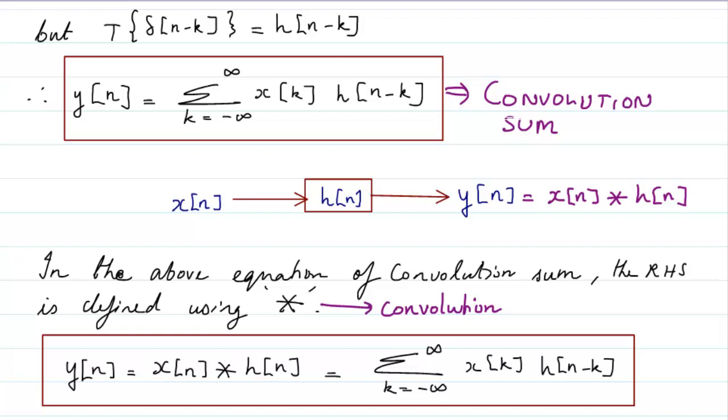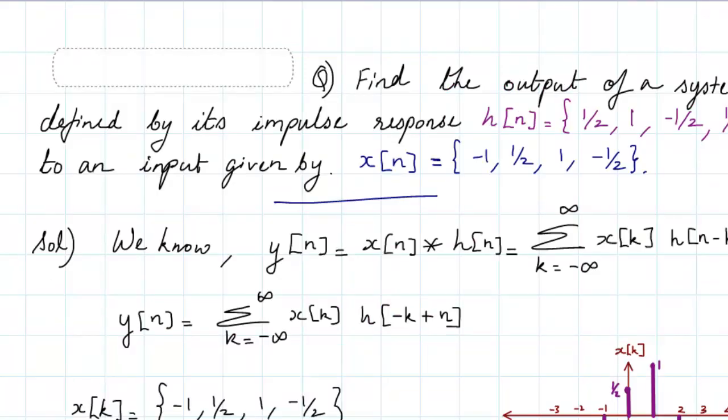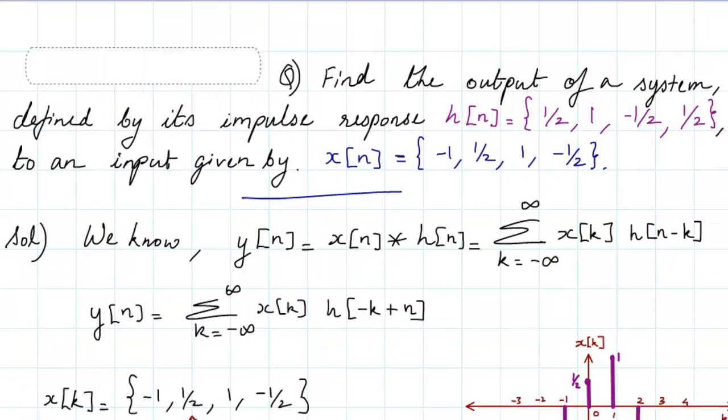So now, since we have learned convolution sum, let us do a numerical to understand how convolution sum is done. I would request you to pause the video and write this question. The question is, find the output of a system defined by its impulse response h of n, to an input given by x of n. For x of n, I have to draw the arrow also. So this is the arrow, that means this is the value at n equal to 0.